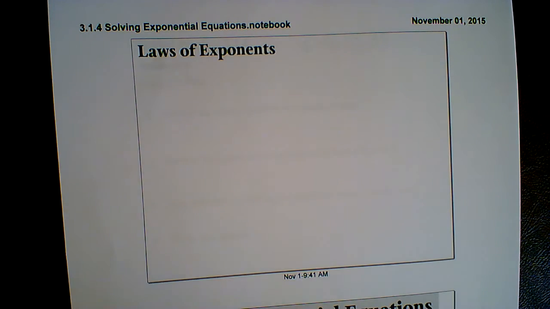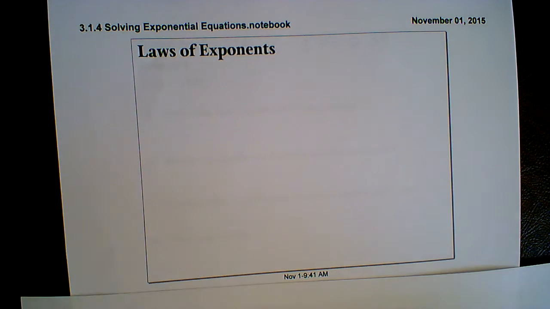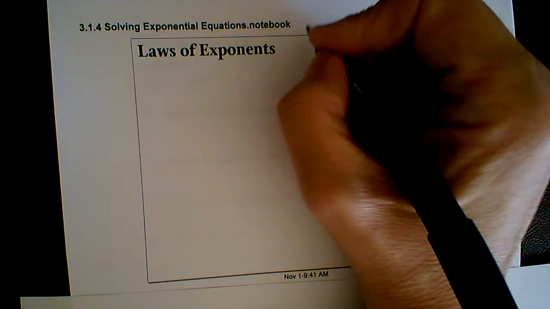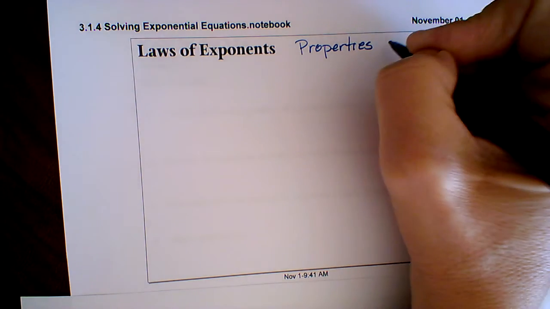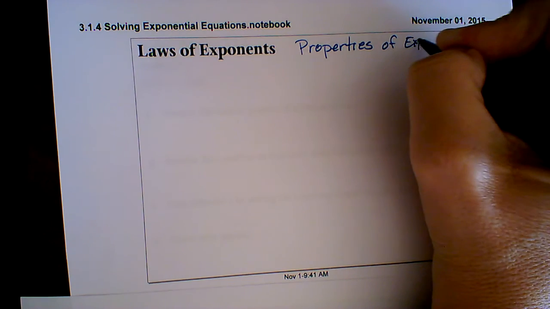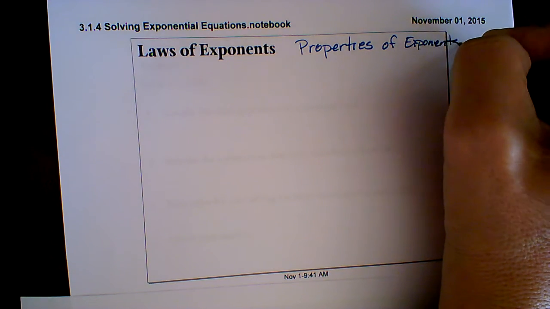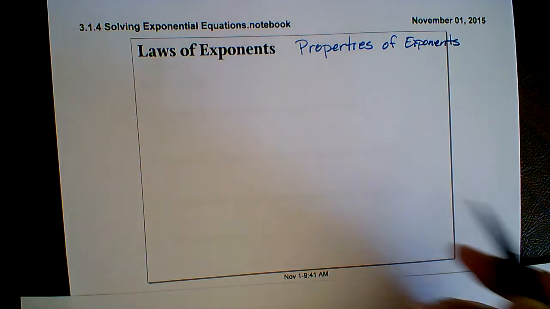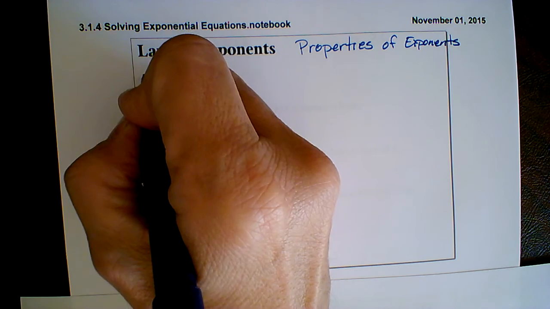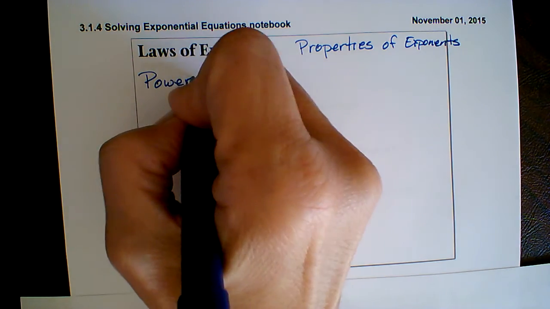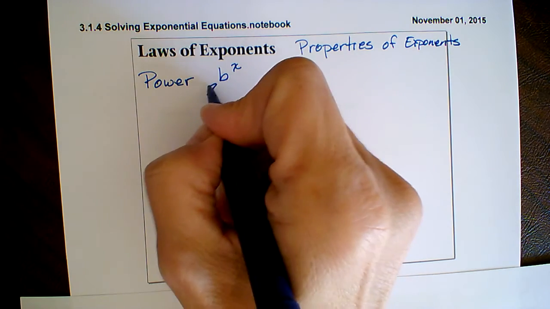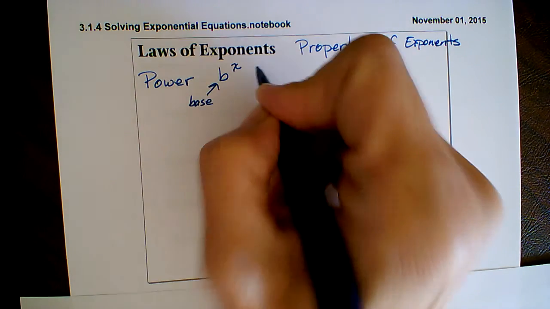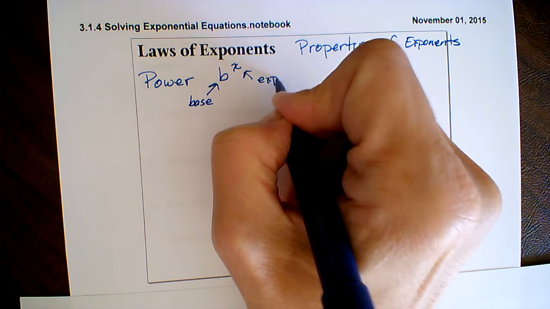To begin with, let's do a little review of the laws of exponents. Now your textbook calls it the laws of exponents, but other textbooks call it the properties of exponents. And we've already discussed these, but let's do a quick review. Remember that when we have a power, we have a base and we have an exponent. B is our base, and in this case, x is our exponent.